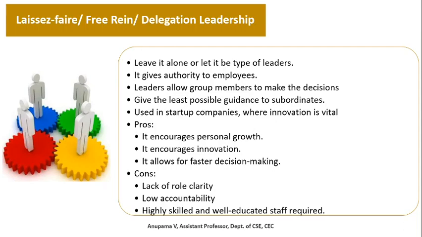Here, authority is given to employees. Leaders allow group members to make the decisions, and they give the least possible guidance to the subordinates. This style is preferred when the leader is fully confident about the capabilities of the subordinates in setting their own goals and achieving the same. However, the leader communicates regularly with his subordinates to provide them advice and resources as and when needed.